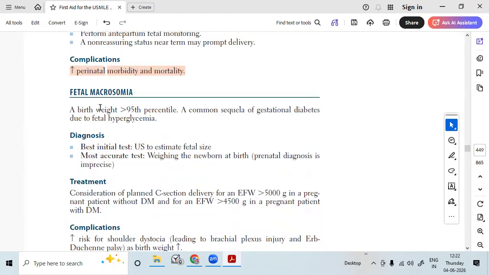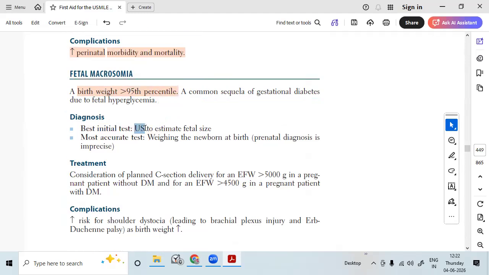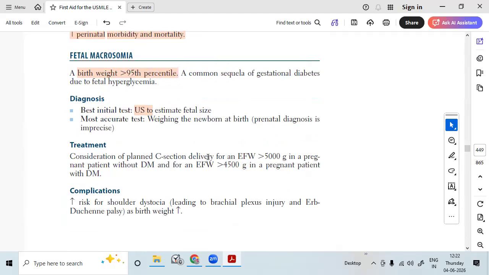Fetal macrosomia: a newborn baby with a birth weight of more than the 95th percentile. This is a common sequela of gestational diabetes due to fetal hyperglycemia. Best initial test, again USG. Most accurate test is weighing the newborn at birth; prenatal diagnosis is imprecise. Consider planned C-section delivery for an estimated fetal weight of more than 5,000 grams in a pregnant patient without diabetes, and for an estimated fetal weight of more than 4,500 in a pregnant patient with diabetes.